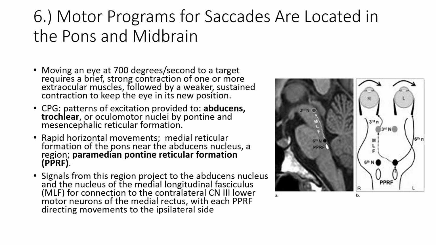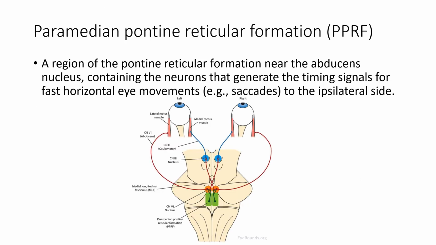Signals from this region project to the abducens nucleus and the nucleus of the MLF, or the medial longitudinal fasciculus, which is outlined in our lab, for connection to the contralateral cranial nerve 3 lower motor neurons in the medial rectus, with each PPRF directing movements to the ipsilateral, or the same side. A little bit simpler here for you. The PPRF is a region of the pontine reticular formation near the abducens nucleus, containing the neurons that generate the timing signals for fast horizontal eye movements, or saccades, to the same side.